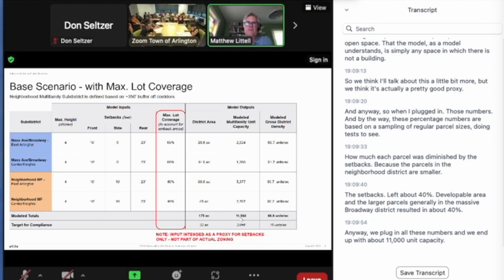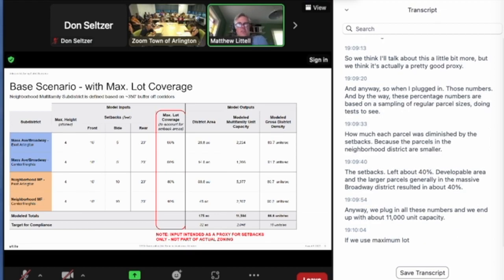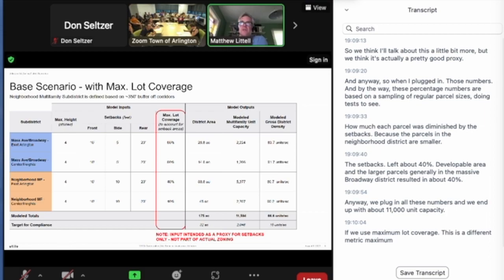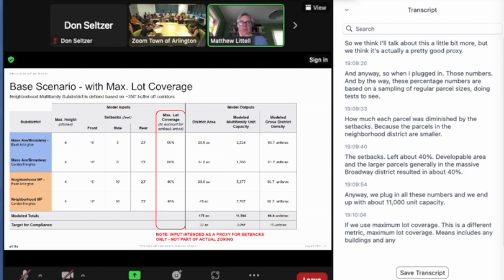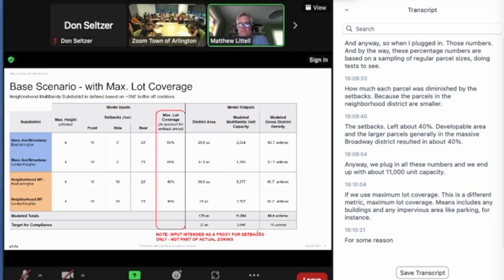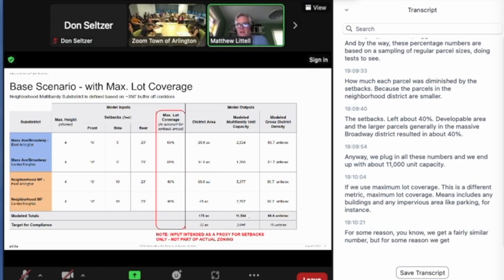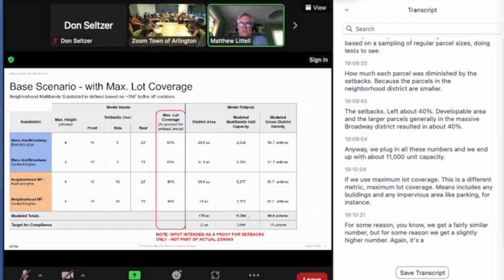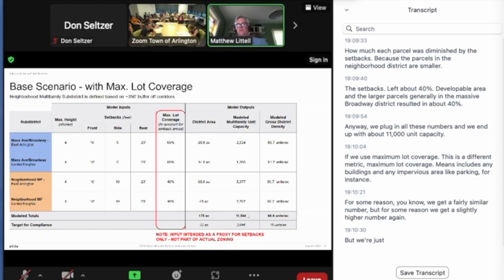If we use maximum lot coverage, this is a different metric. Maximum lot coverage includes any buildings and any impervious area, like parking, for instance. For some reason we get a fairly similar number, but slightly higher. Again, it's a quirk of the model, but we're just trying to approximate the impacts of those setbacks.